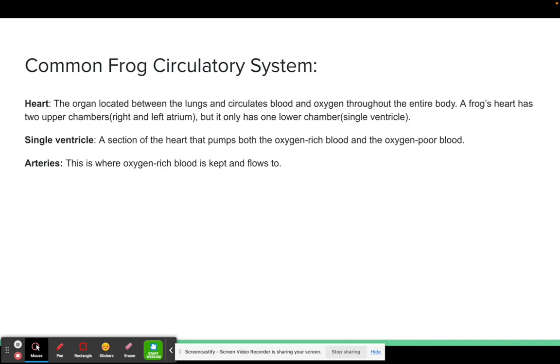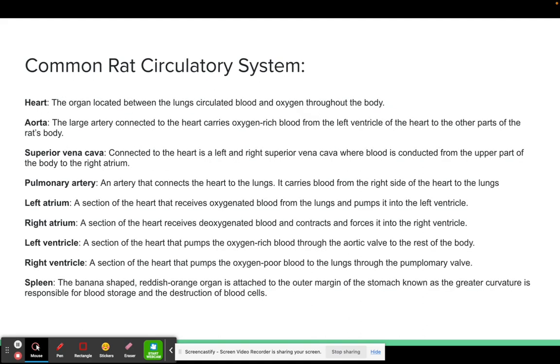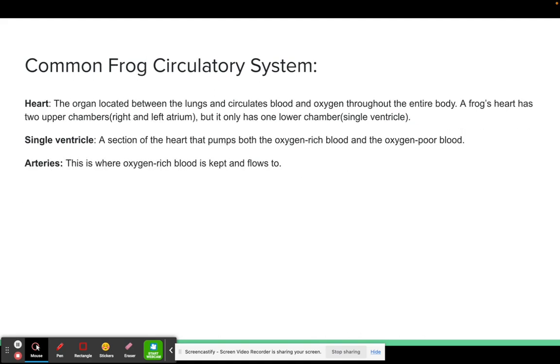So, for the common frog, this is probably the most important section of the frog's anatomy, as they do consist of a heart, a single ventricle, and arteries. So the heart is the organ that's located between the lungs and circulates the blood and oxygen throughout the entire body. But a frog's heart has two upper chambers, the right and left atrium, just like any other animal. But it only has one lower chamber, so no left or right ventricle, like here in the rat. Instead, they only have a single ventricle.